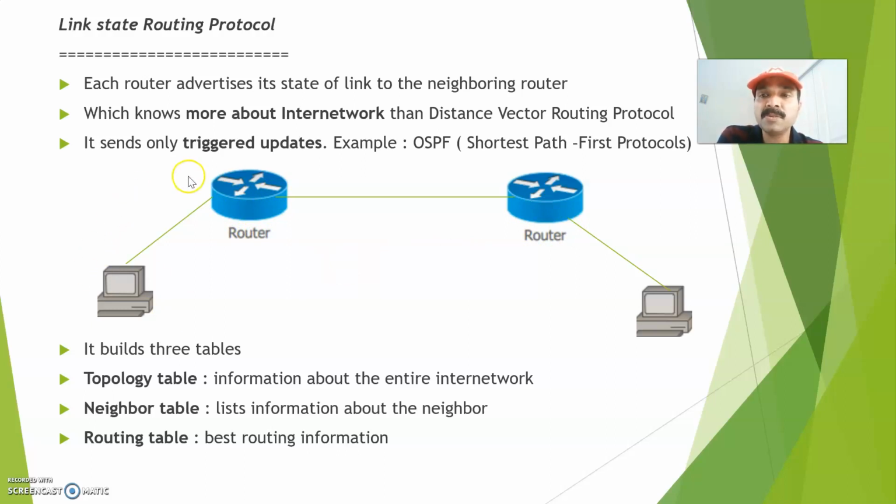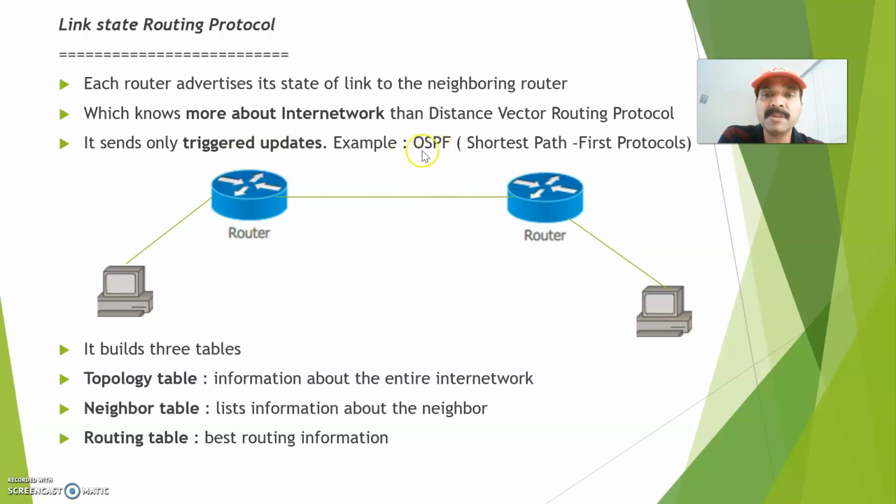And the advantage is it knows more information about the inter-network than the distance vector routing protocol. And another advantage is it sends only the triggered update. So whenever any change is made, if I'm adding or removing any network, only the updated information will be advertised to the neighboring router. So that is the reason we call this a triggered update. So it sends only the triggered updates.